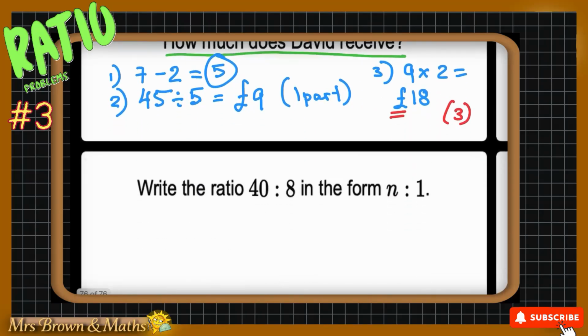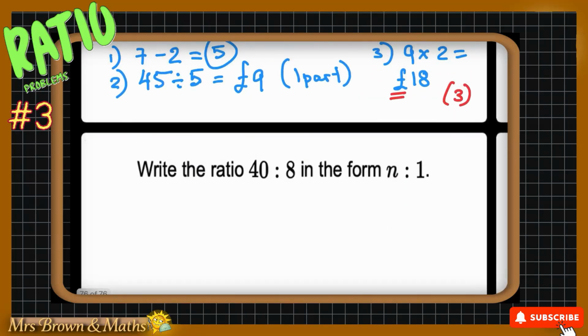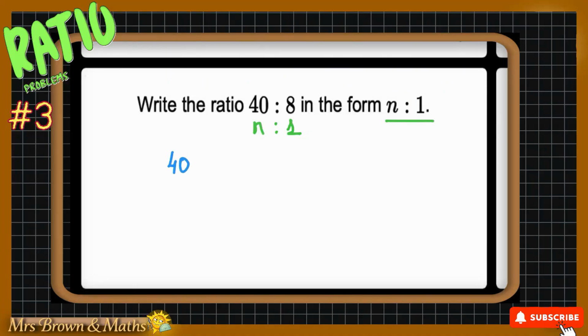Question 3. Write the ratio 40 to 8 in the form n to 1. Because 1 is in the second place, it's for 8. So 40 to 8 and n to 1. How to get 1 from 8? Divide 8 by 8 and you will get 1.